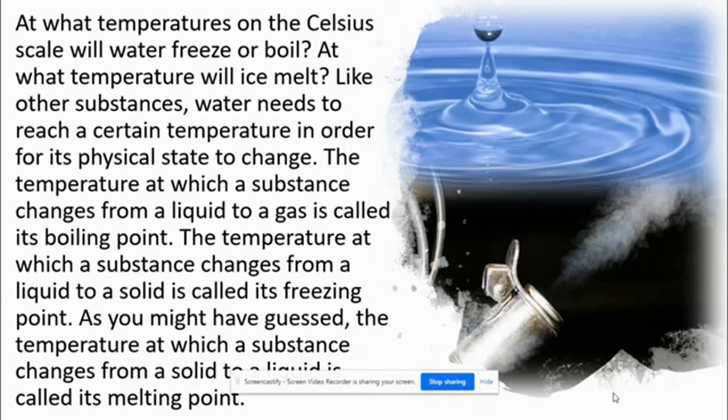The temperature at which the substance changes from a liquid to solid is called its freezing point. The same thing. The gasoline in your car's engine, at some point that will freeze. Shampoo or any type of liquid will have a freezing point, and that's the temperature at which it freezes. All right, as you might have guessed, the temperature at which a substance changes from a solid to a liquid is called its melting point. Now, remember, as something is in solid form and you add energy to it, it will eventually turn back into a liquid.